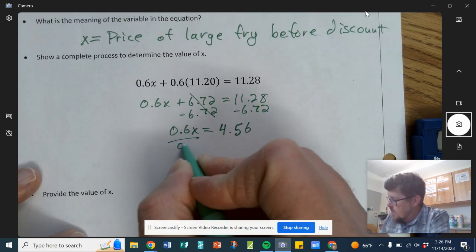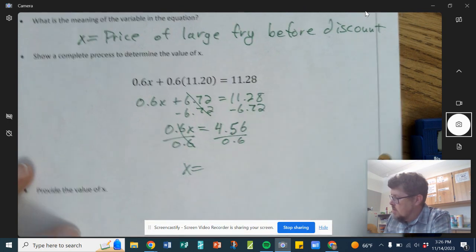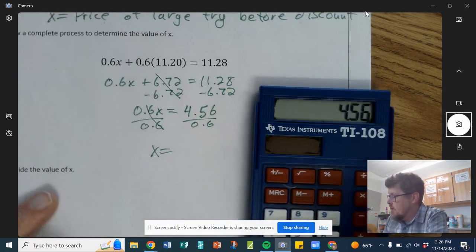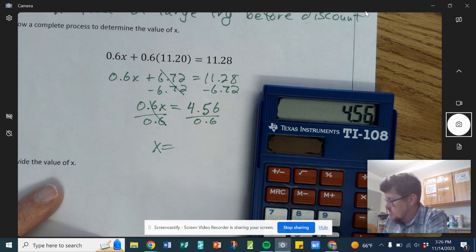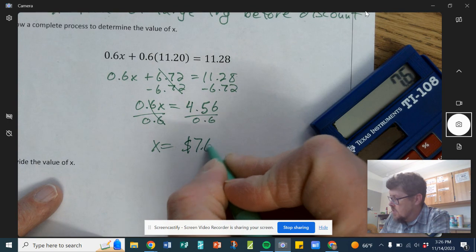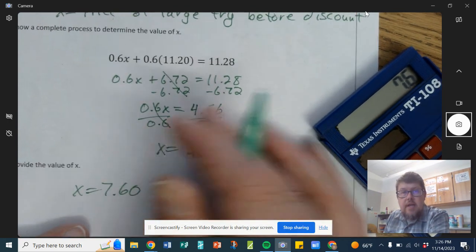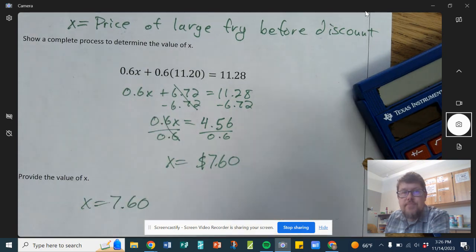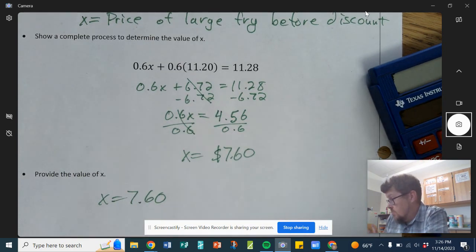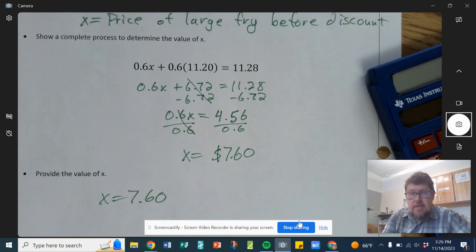And then I'm going to divide by that 0.6 on both sides, because again, that's the opposite of that multiplication, and I get 7.60. So this 7.60 right here is just, I'll bring that down there, and yeah, so provide the value of x. That would be how you solve that. Yay, it's so fun, math is so great.